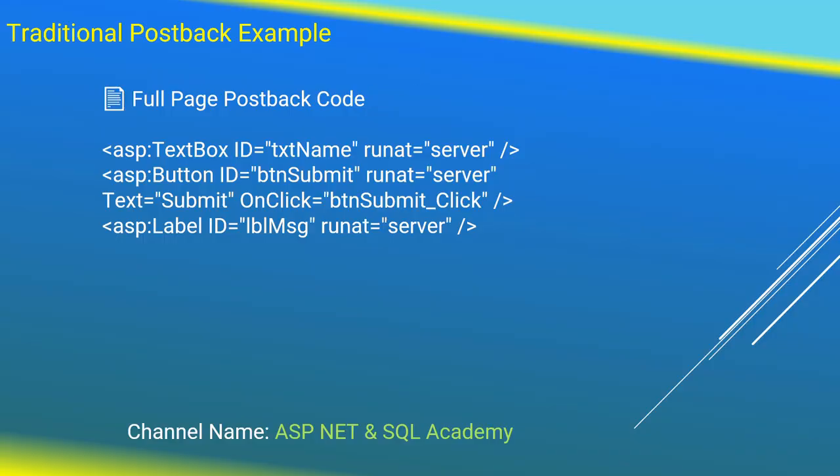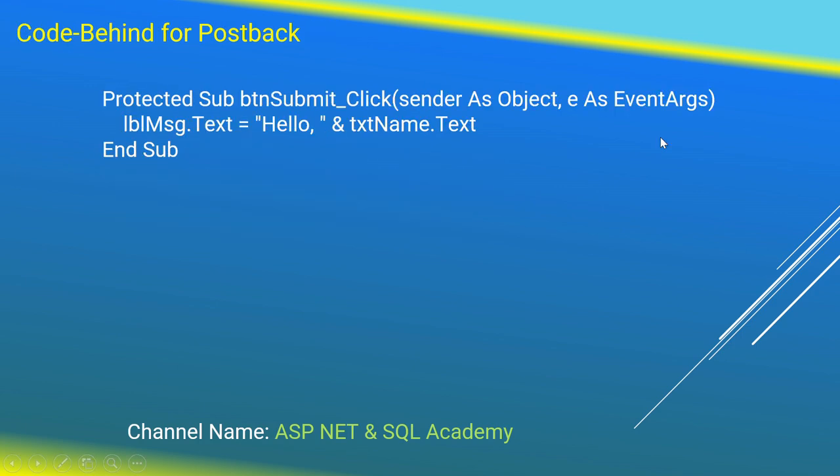Here is a basic example using traditional postback. When you click the button, the whole page is posted to the server and then reloaded with the new message. In the code behind, we simply set a label message based on text box input. But remember, this reloads the entire page unnecessarily.